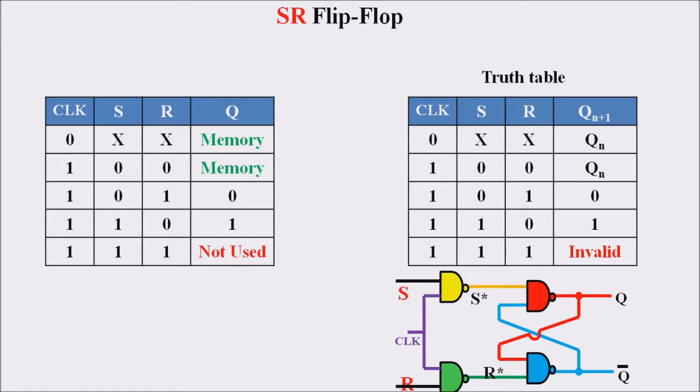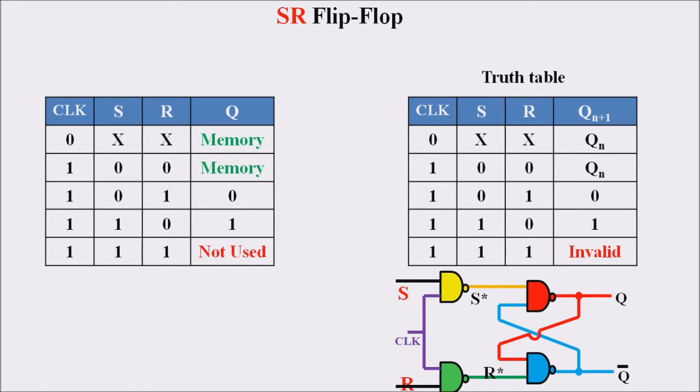So my dear students, if we are expanding or detailing this truth table, the Qn represents the previous output and the Qn plus 1 represents the present output. So the truth table can be represented as clock equal to 0 and don't care conditions. That is, if the clock signal is 0, the output Qn plus 1, that is the present state, is the memory condition, that is the previous output Qn itself. Clock equal to 1 and S equal to 0, R equal to 0 results in a present state Qn plus 1 equal to Qn, that is the previous state itself. So this will be the truth table of the SR flip-flop.